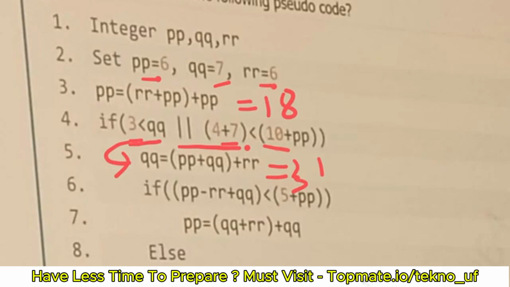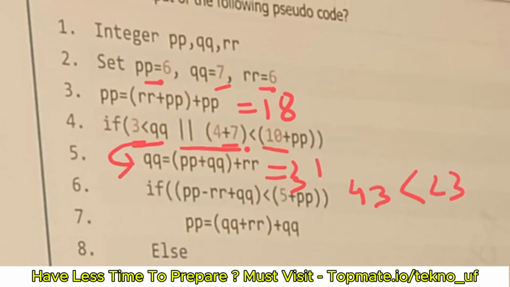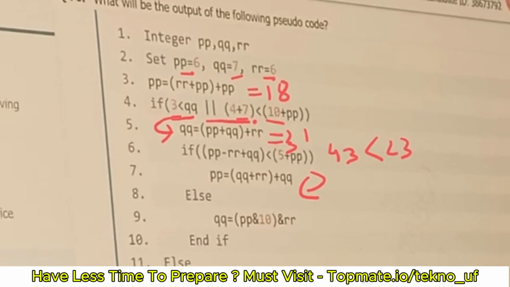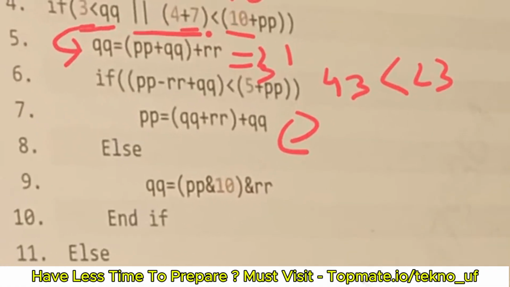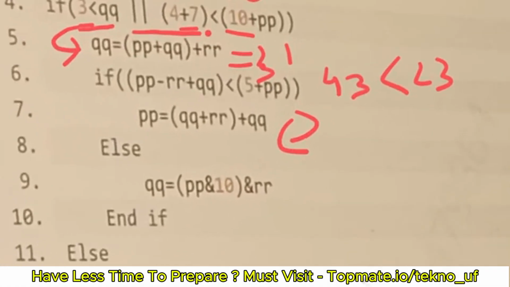Okay, so 43 less than 5 plus P. 5 plus P means 23. Okay, so the condition is false. Okay, so we don't have to go inside the if block. Directly jump to the else block so that we will reduce our time. Okay, so a new value of Q is being initialized here. So the value of this Q will be ignored. Okay, so the value of Q becomes P and 10.